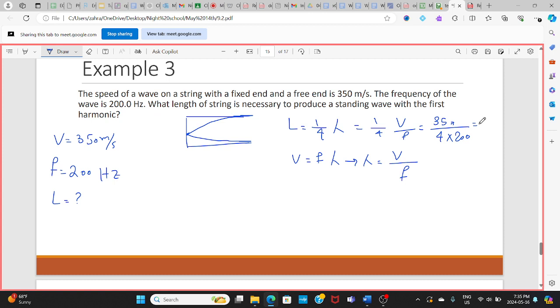So the length is going to be 0.44 meter, or if you want to convert to centimeter, it's going to be 44 centimeter. Any question?